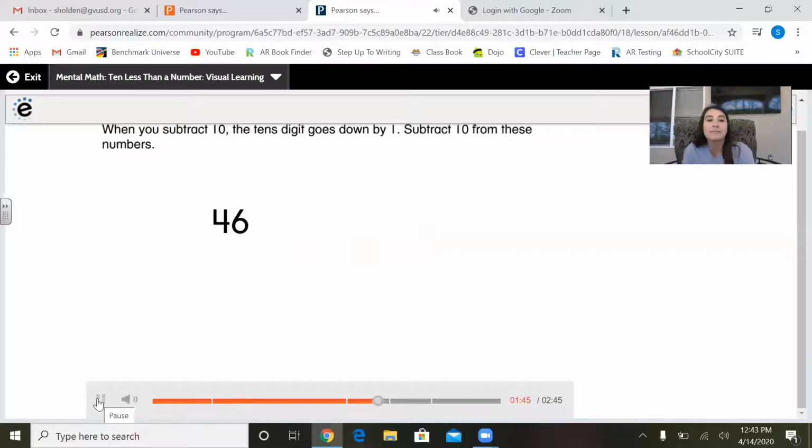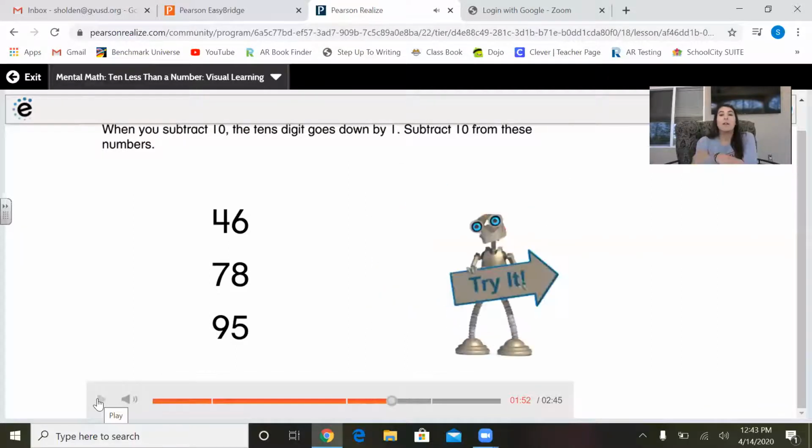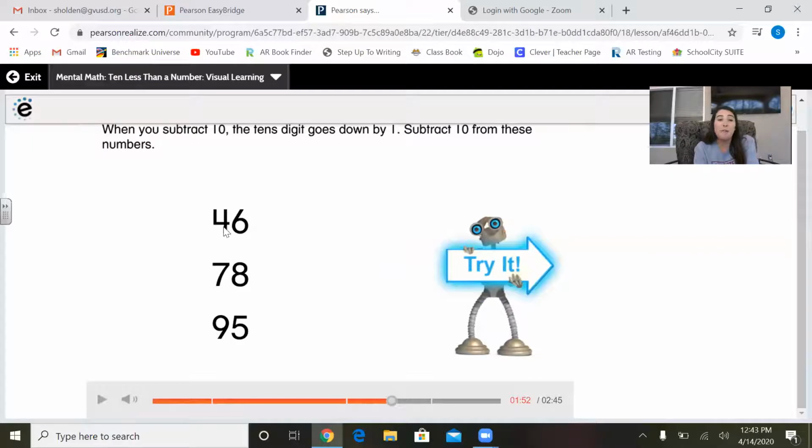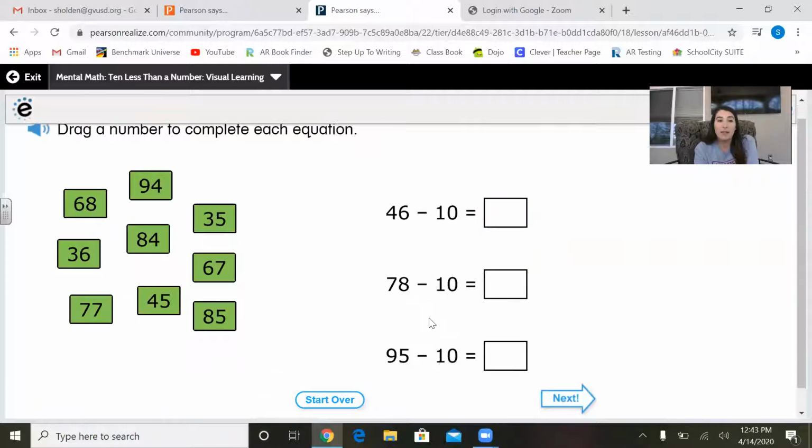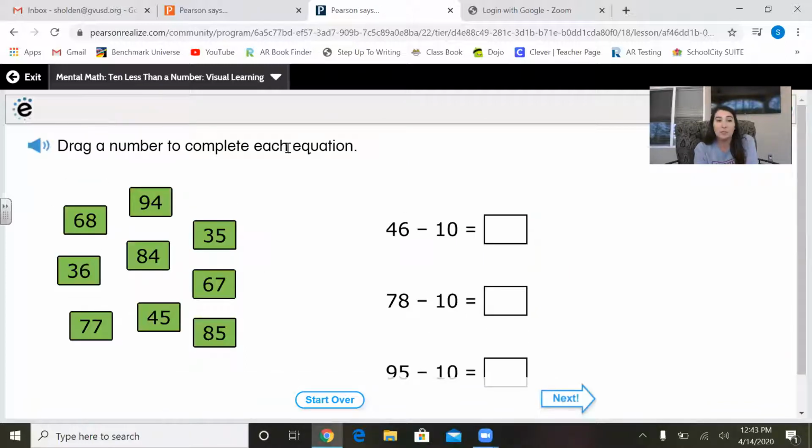When you subtract 10, the tens digit goes down by 1. Subtract 10 from these numbers. Okay, so we have 46 minus 10, 78 minus 10, and 95 minus 10. So it says drag a number to complete each equation. So first off, we have 46 minus 10. If I take that 10 from each number, the tens place, and subtract it, what do I get?